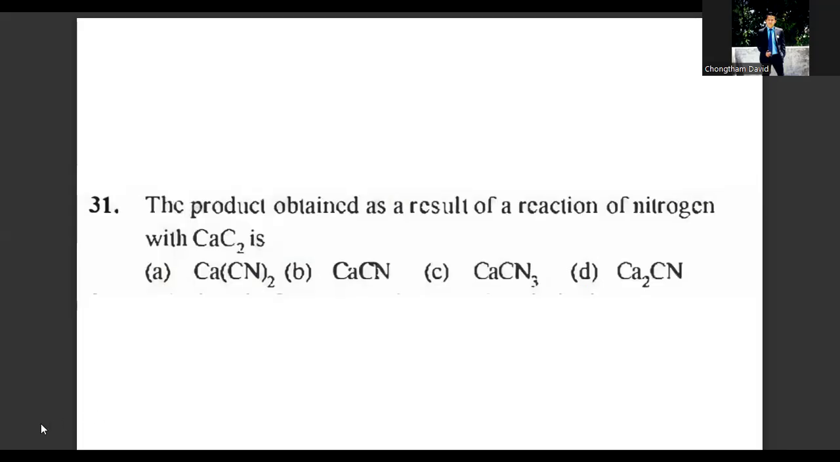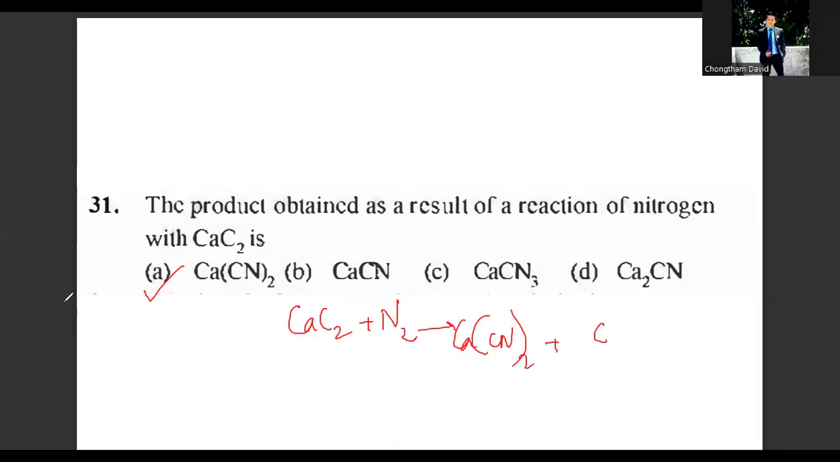Question number 31. The product obtained as a result of the reaction of nitrogen with calcium carbide would be calcium cyanamide. How to write this reaction? Calcium carbide reacts with nitrogen and gives calcium cyanamide and carbon. So A would be the answer for question 31.